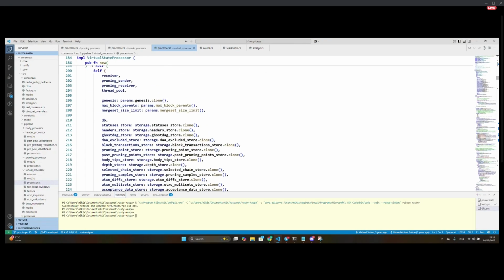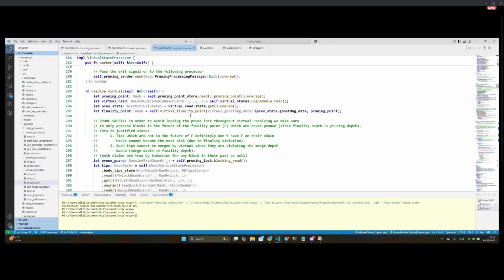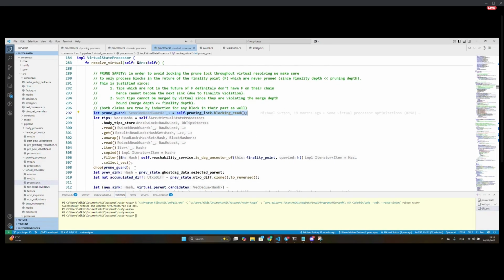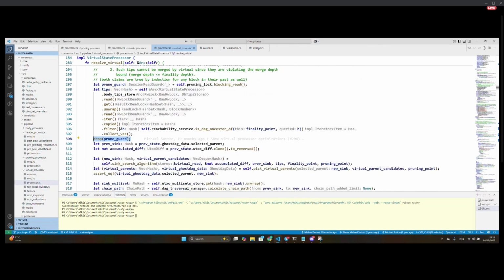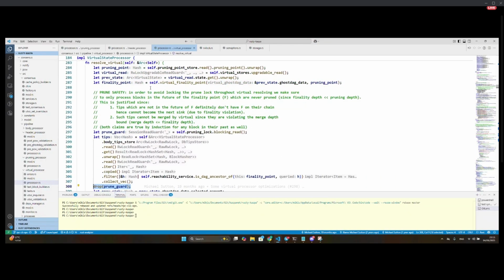So when we do the virtual processing, we only lock minimally. I think we do this here. We drop it. We do it more carefully. Okay.